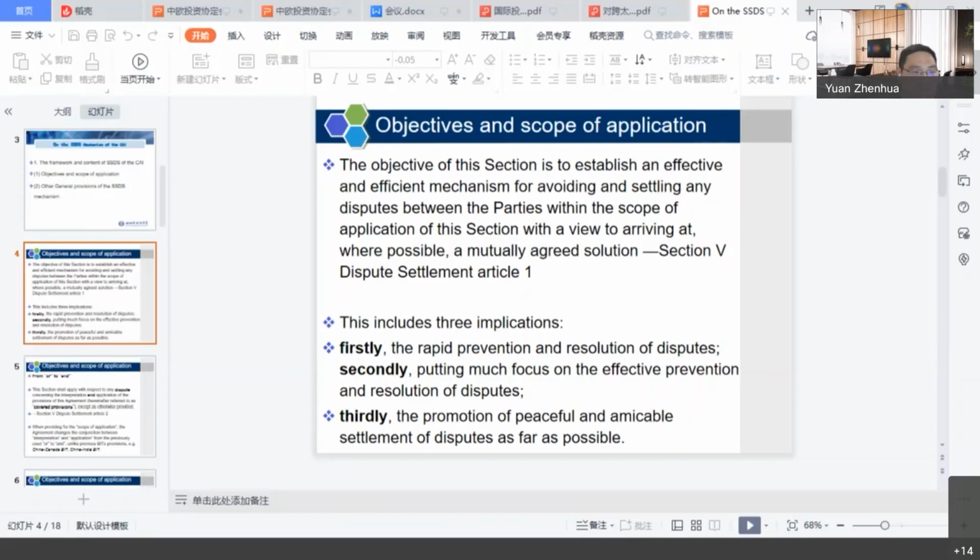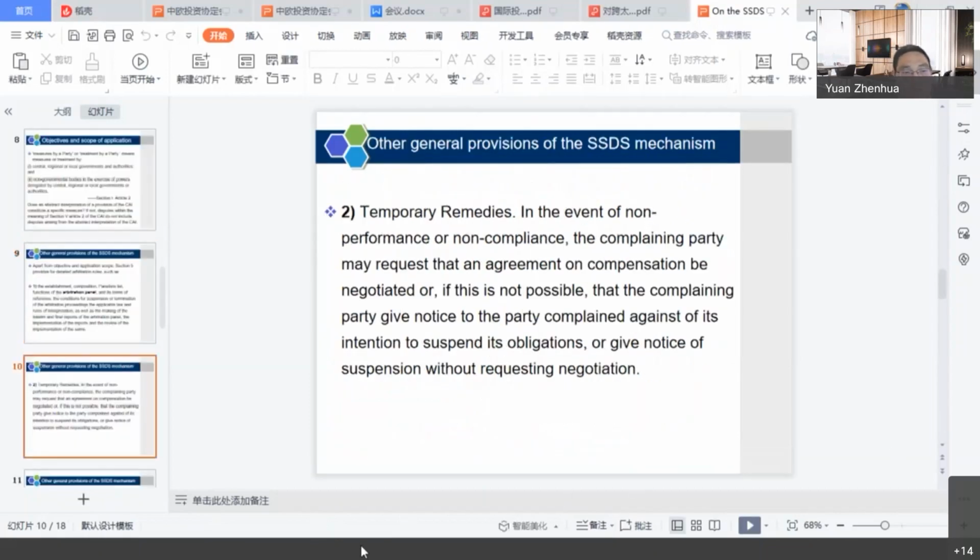In the event of non-performance or non-compliance, the complaining party may request that an agreement on compensation be negotiated, or if this is not possible, the complaining party may give notice to the party complained against of its intention to suspend its obligations. Of course, I want to mention that it is also worth noting that this is unlike the WTO's dispute settlement. In the WTO system, if somebody is willing to make some retaliation, it must be under the authorization of the DSB of the WTO.